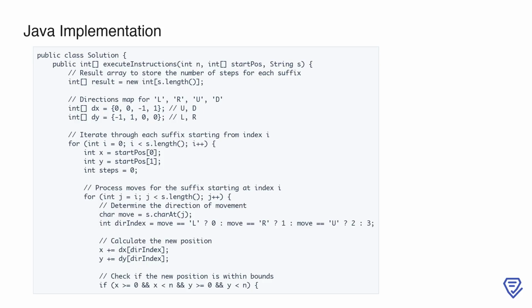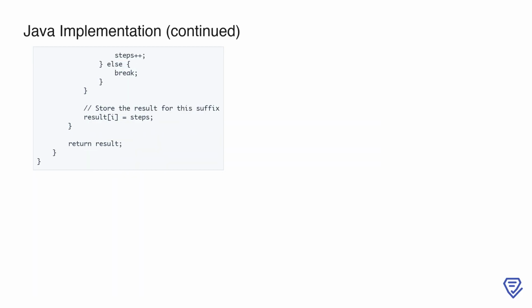For each suffix, we initialize x and y to the given starting position and set steps to 0. This prepares us to process the moves in the current suffix. For each character in the suffix, we determine the direction of movement using the current character move and map it to the corresponding index in the dx and dy arrays. Using these mappings, we calculate the new position by adding the respective values to x and y.